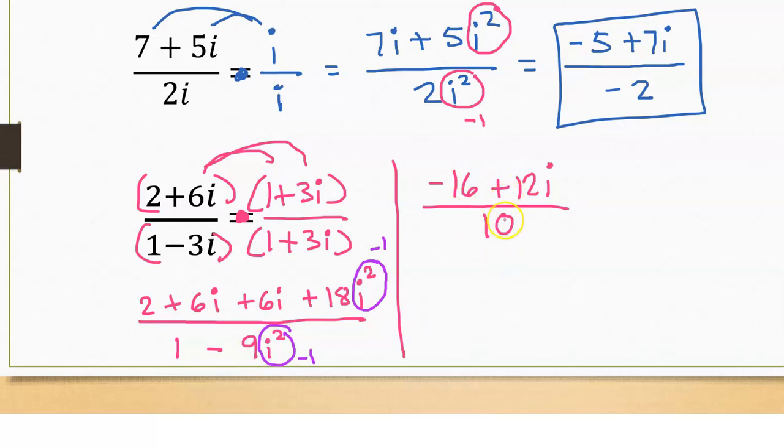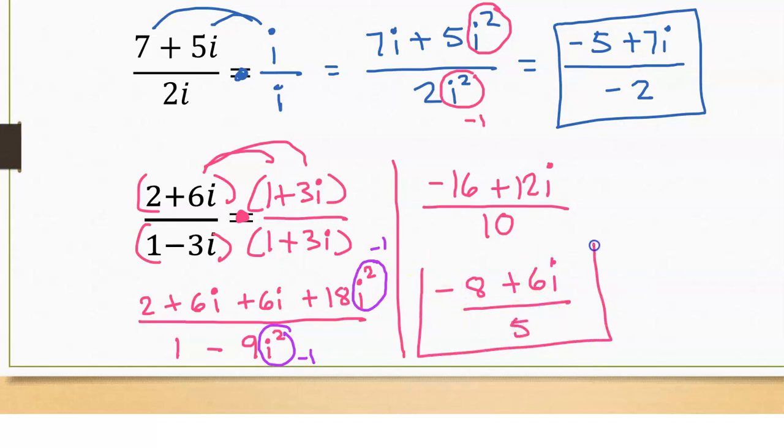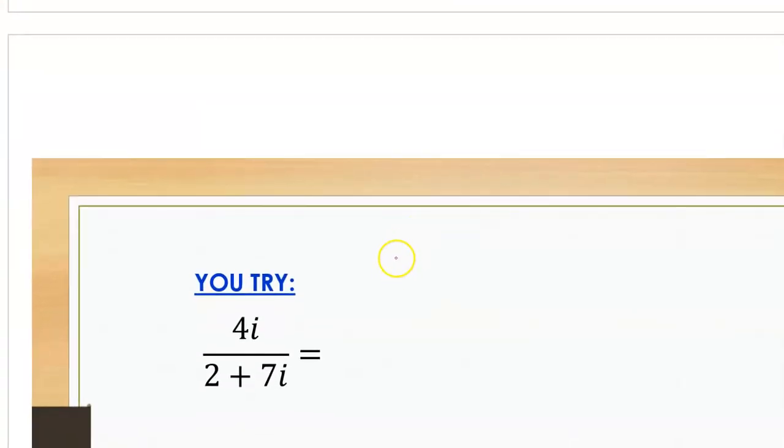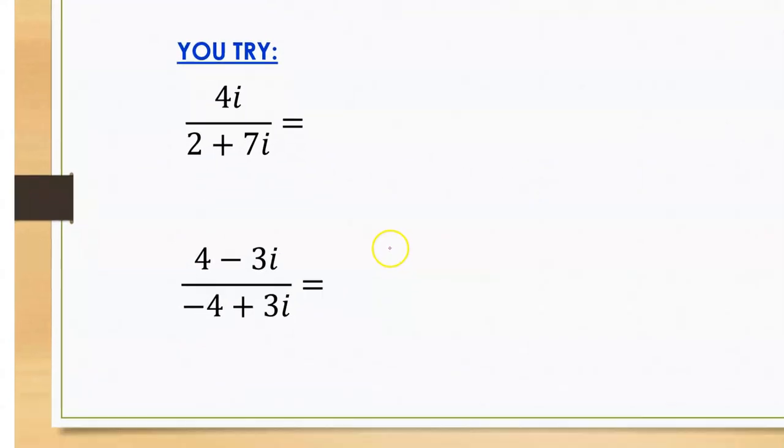For full credit, do not leave your answer like this. I notice that these are all divisible by 2. So for full credit, I'm going to put negative 8 plus 6i over 5. Okay.